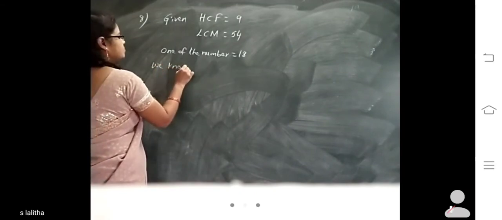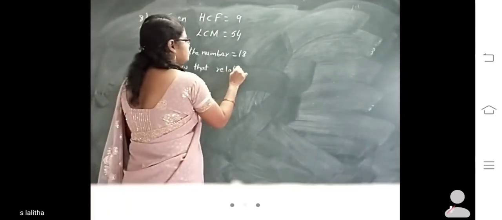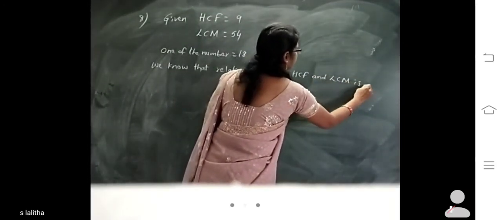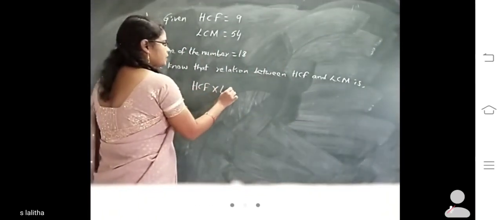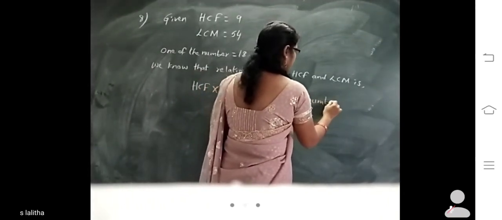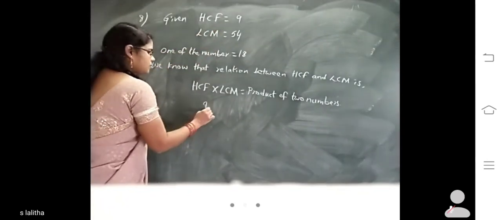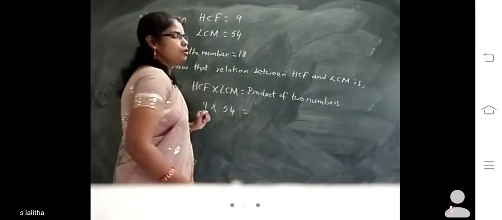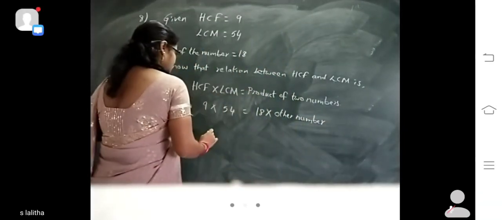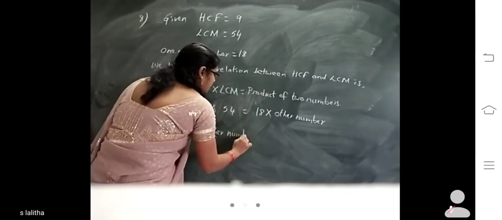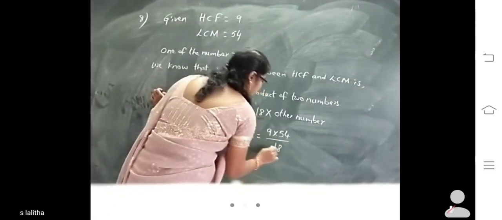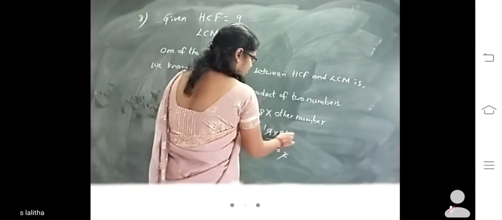We know that the relation between HCF and LCM is: HCF into LCM equals the product of two numbers. What is the HCF given? 9 into LCM 54 equals the product of two numbers. That means one number is 18, we don't know the other number. That is 18 into the other number. So therefore, other number equals 9 into 54 divided by 18. Here 18 is multiplied and when we transpose it, what will it become? Divide. So 9 into 54 by 18.